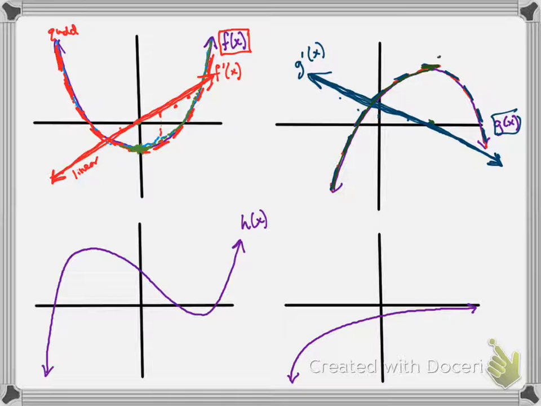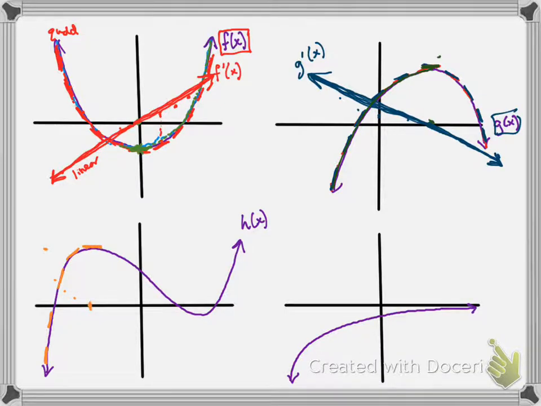All right, let's look at h of x. So h of x has a couple of changes in direction. Again, I'm very positive. My derivative is very positive, and it's going to get a little bit less positive, and a little less positive, and a little less positive, until eventually it hits 0 right here.